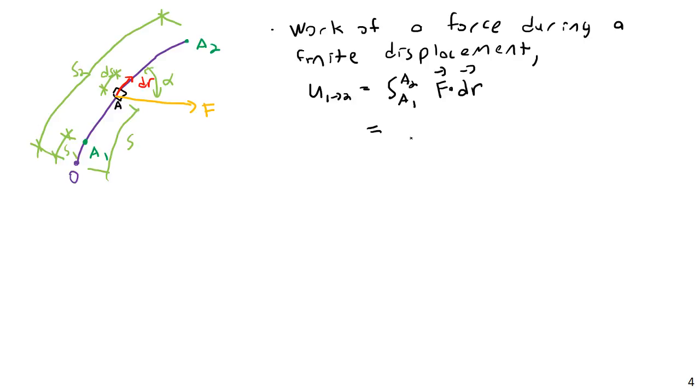And then this would be equal to the integral from S1 to S2 of F cosine alpha ds, if I change this from a dr to a ds. Or simply the integral from S1 to S2 of Ft ds, where Ft is the tangential force. So F sub t would be the tangential force.